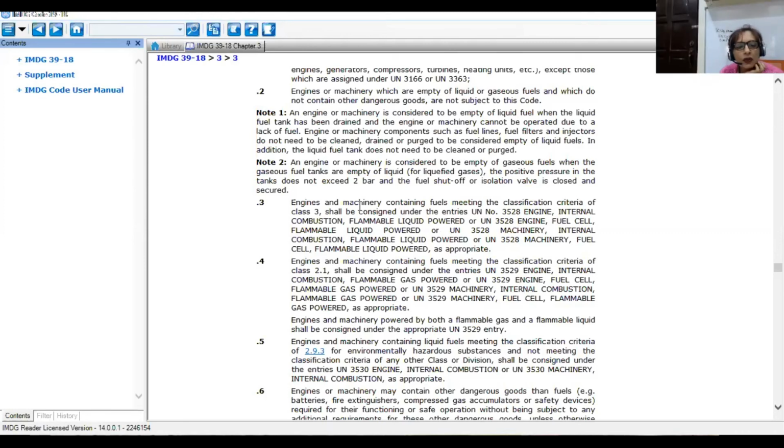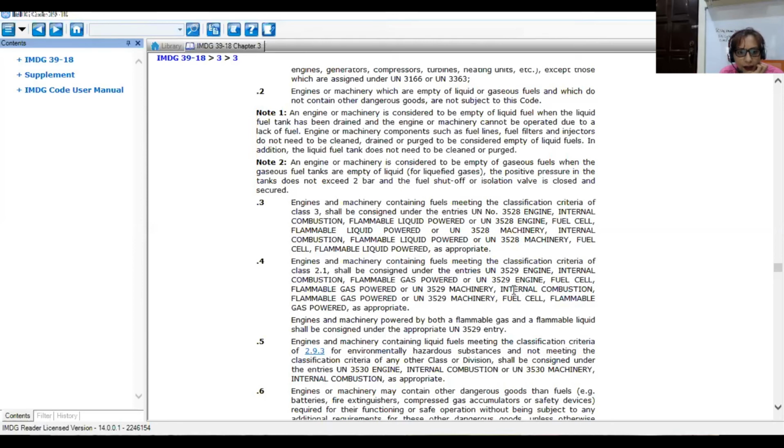What do you mean? If you come to 3, the 3 is describing exactly which PSN, which class and PSN you should use. For instance, if it's liquid powered, then you would use this, 3528, because it's a class 3. And if it's gas powered, then you would use these ones. So that's what this one is saying.